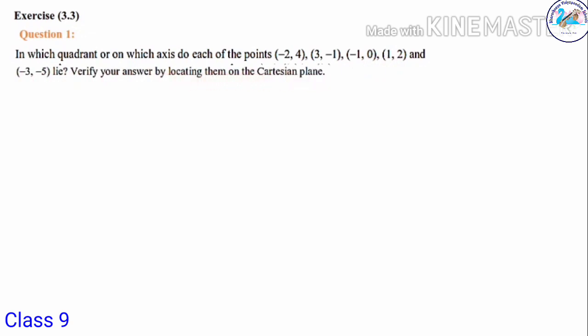Here there are some points given to you: (-2, 4), (3, -1), (-1, 0), (1, 2) and (-3, -5). You have to find out in which quadrant these points lie, or which axis the point lies on, and verify your answer by locating them on the Cartesian plane. That means you have to plot these points on a graph sheet. Then, by seeing the graph sheet, we have to find out in which quadrant these points lie. After plotting these points on the graph only, we have to find the answer.